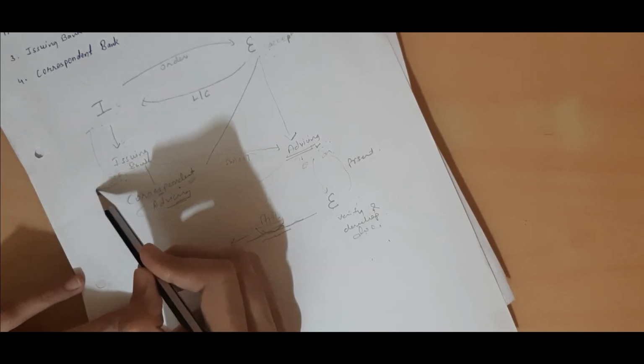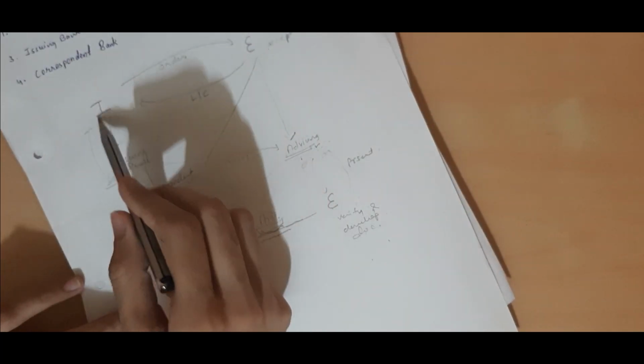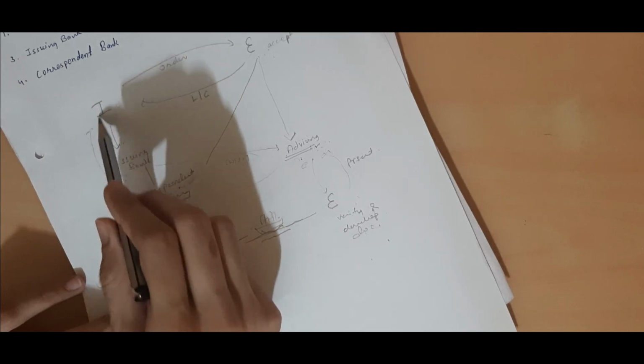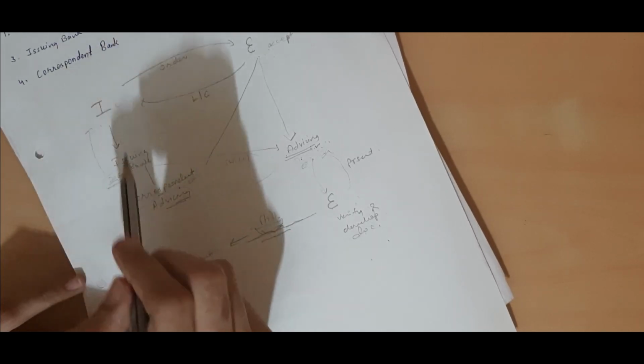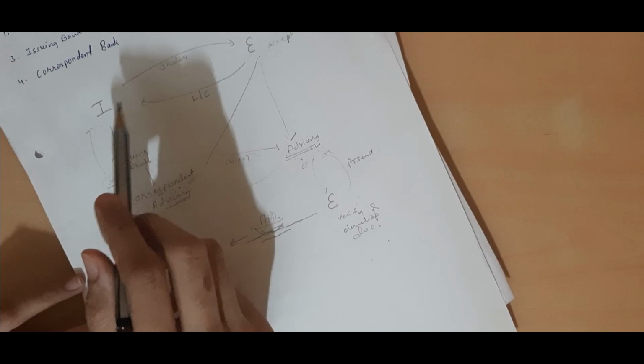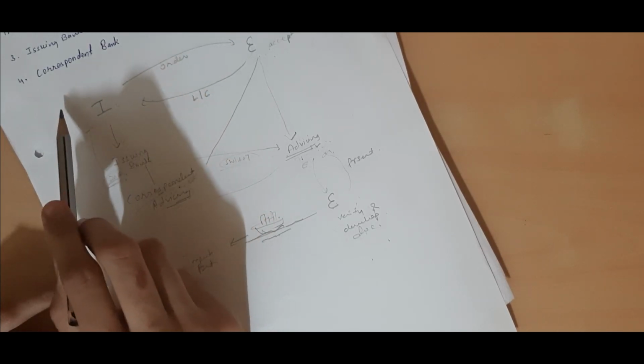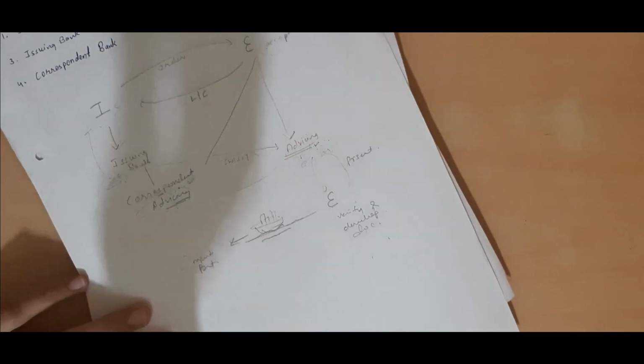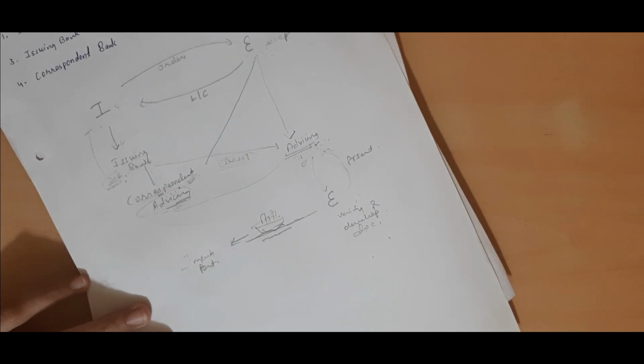After all this, the importer will collect the documents and go to the port, show the documents, pay all the shipping charges and duties, including customs duty, and take delivery of his goods. So this is the simple process in which we have discussed the 5 parties.